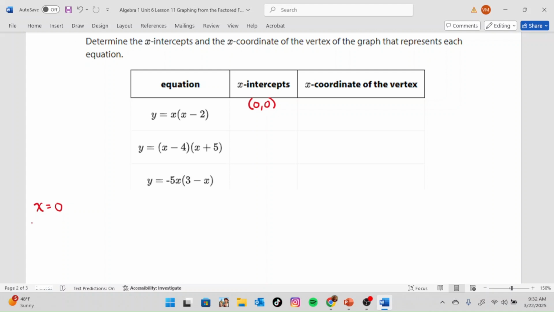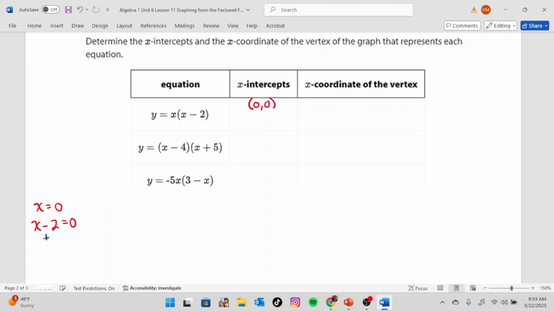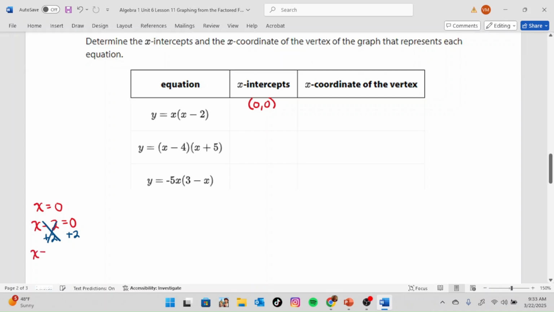Then I need to set x minus 2 equal to 0. I add 2 to both sides, and now I have x equals 2. That means my other x-intercept is at 2, 0.